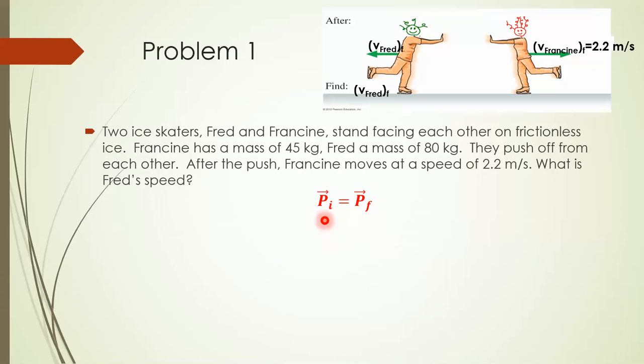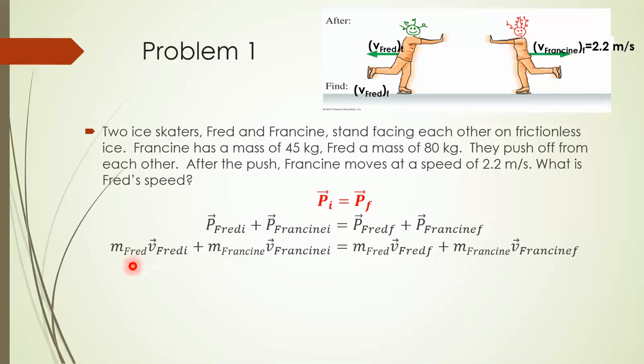So first we say our initial momentum equals our final momentum. So initially we have Fred's initial momentum plus Francine's initial momentum equals Fred's final momentum plus Francine's final momentum. And now we're going to break it into more details. So the mass of Fred times his initial velocity plus the mass of Francine times her initial velocity equals his mass times his final velocity plus her mass times her final velocity.